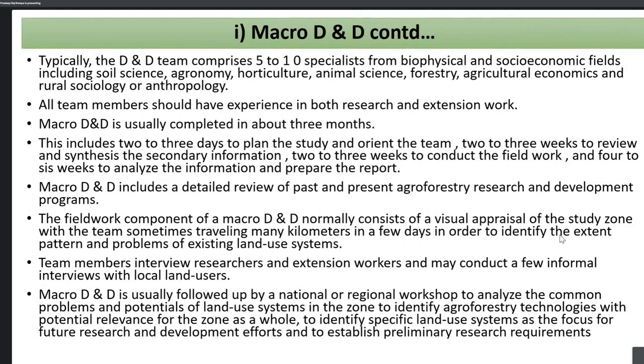Typically, the D&D team comprises 5 to 10 specialists, at micro level and macro level. These 5 to 10 specialists come from different fields. It may be from the horticultural field, agriculture field, extension field, agronomical field, forest field, ecological field, botanical field, from the biological, biophysical and sociological fields, including social science, agronomy, horticulture, animal science, forestry, agriculture, economics, and rural sociology and anthropology. There should be 5 to 10 specialists from various fields.